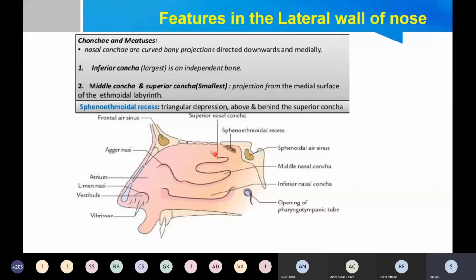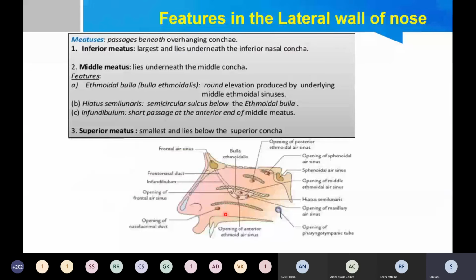Sometimes above the superior concha there might be a supreme concha, or the highest concha, that's called the fourth concha. Then the spaces present below the concha are called the meatus. Here, this is the superior concha, so this is the superior meatus. This is the middle concha, this is the middle meatus. Below the inferior concha you call it the inferior meatus. We'll learn it in the next slide.